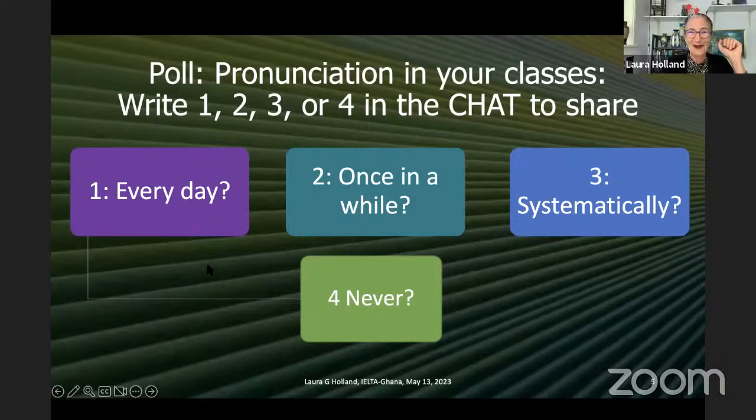Thank you for the people who are already applying. Write in the chat 1, 2, 3, or 4. Do you teach pronunciation? Do you work with some pronunciation every day?